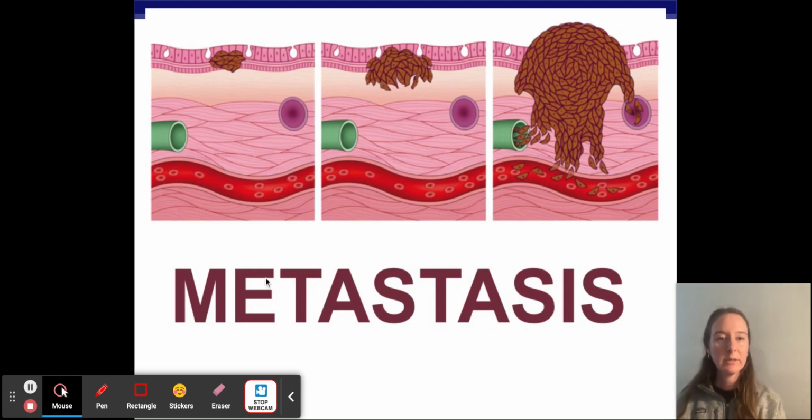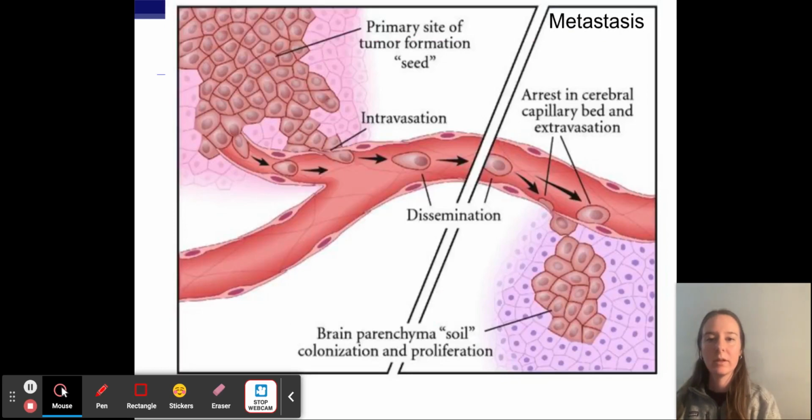And when these tumors or these cancer cells begin to spread, we call this metastasis. The cells are spreading to other parts of the body. Here's another picture. Here is some cell tissue, and we have the primary site of the tumor formation. Once it gets into the bloodstream, it will be disseminated or spread to another part of the body. Then it will leave the bloodstream, go into new tissue, and start to increase. In this case, the bloodstream is leading up to the brain, and the cancer is metastasizing and spreading into the brain here.